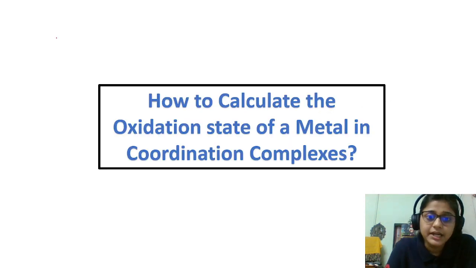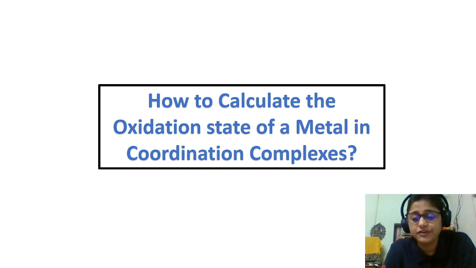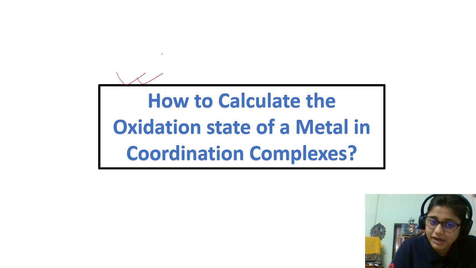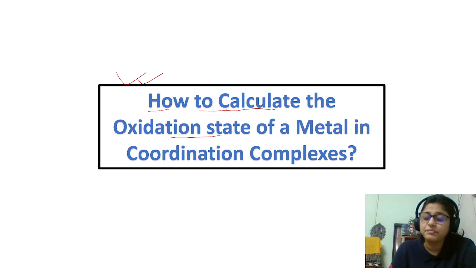Now, coming to how to calculate the oxidation state of a metal in a coordination complex. It is basic in this chapter. Are the questions coming from this only? No, but you have to use the idea. This idea will be helpful for question solving. So it is basic for this chapter.